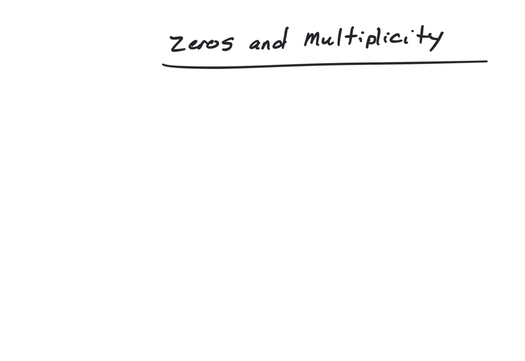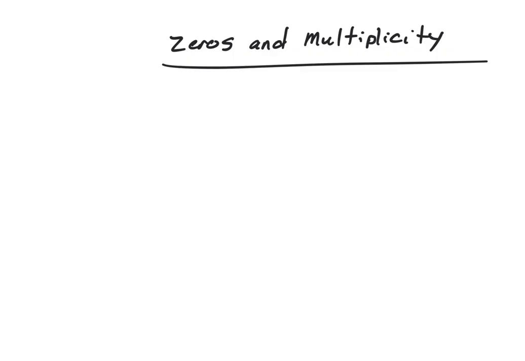Okay, the next thing we're going to look at is finding zeros different ways, and then talking about what the multiplicity of those zeros would be. And multiplicity is a little bit different, but it just tells me how many times that 0 could possibly occur.